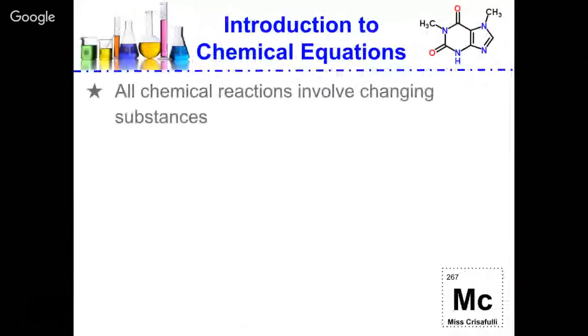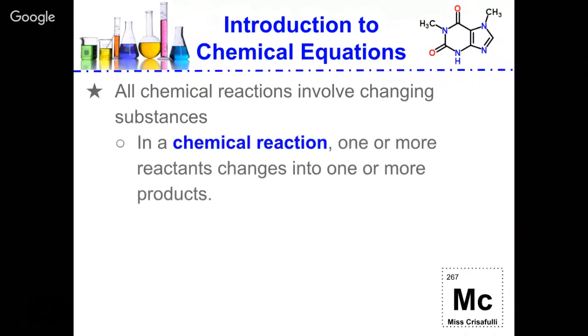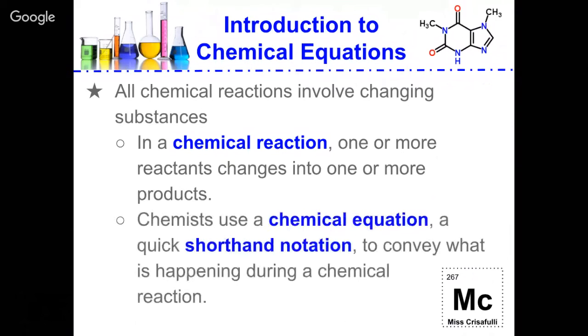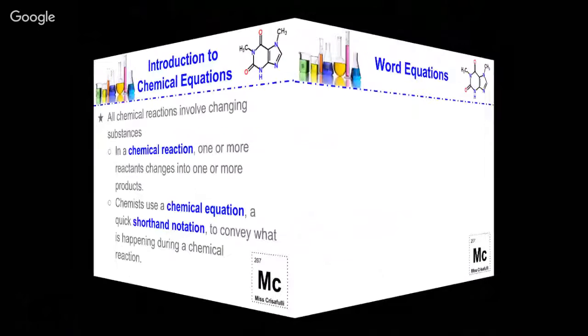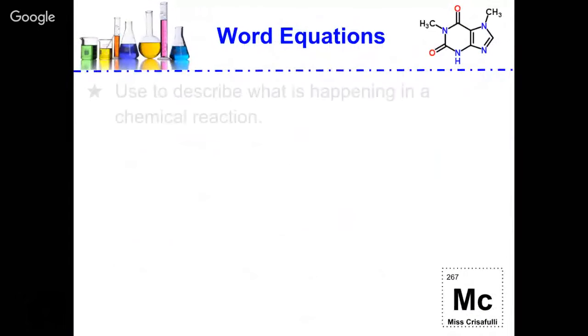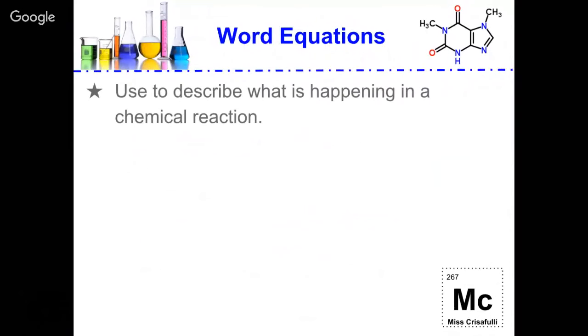So all chemical reactions involve changing substances. In a chemical reaction, one or more reactants is going to change into one or more products. Chemists use a chemical equation, which is a short, quick hand notation, to convey what is happening during the chemical reaction. They could write word equations, and word equations are used to describe what's happening in the chemical reaction.